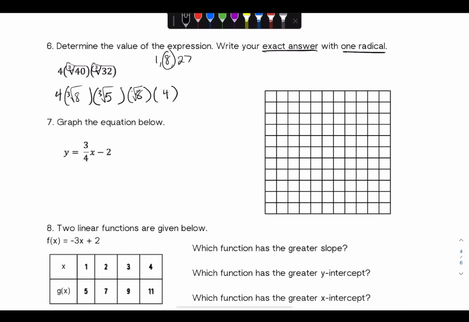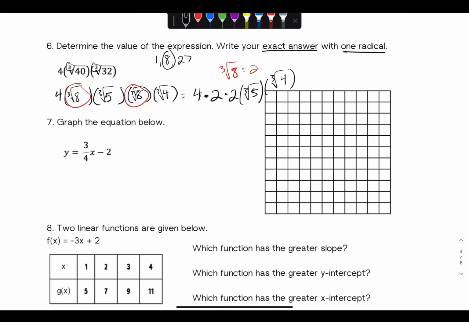And so I'll do the cube root of 8 times the cube root of 4. The reason why I'm doing that is because I know that the cube root of 8 is just 2. So that means now I can simplify this even more. So I have 4 times 2 times that other 2. And then I have times the cube root of 5 times the cube root of 4.